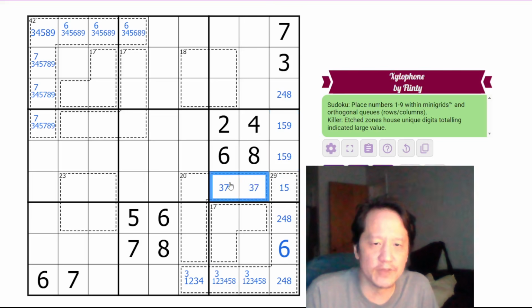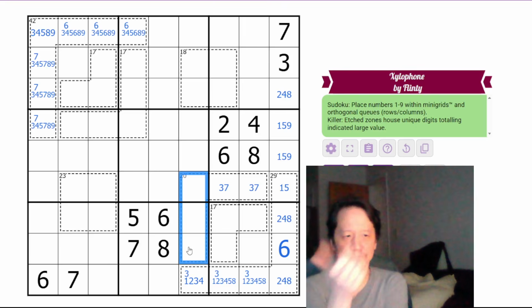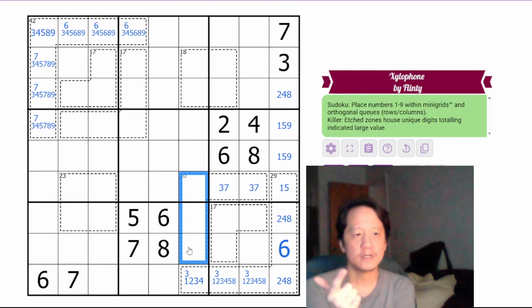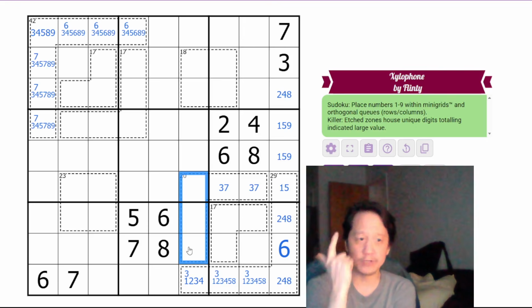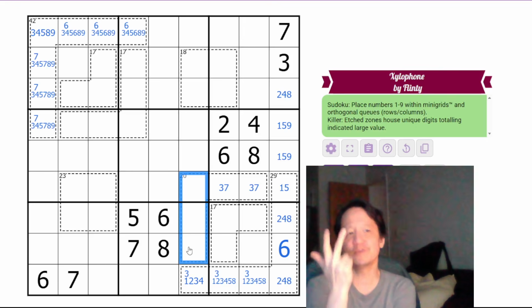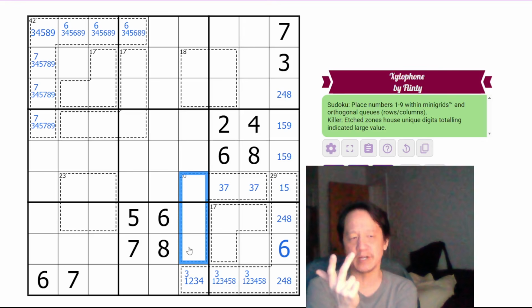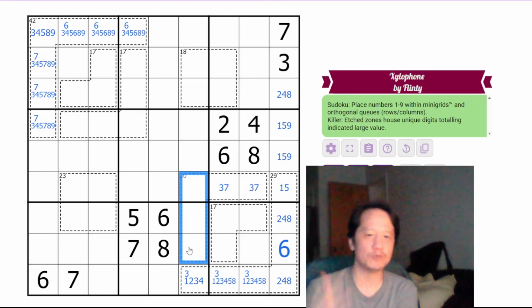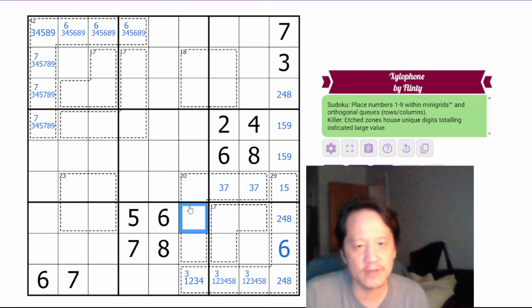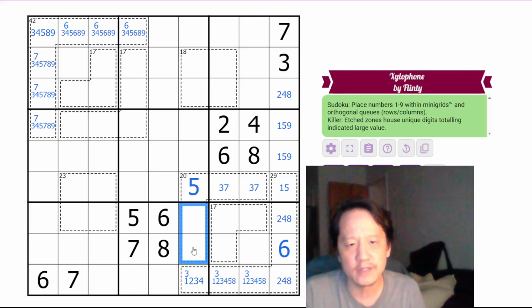This is 3, 7 adding up to 10. So the remaining 3 digits must add up to 10 without 3 or 7. Well, the possible combinations of 3 unique digits adding up to 10 would be 1, 2, 7, which is not allowed, 1, 3, 6, which is not allowed, 2, 3, 5, which is not allowed because of the 3, 7 pair already in the box, so it has to be 1, 4, and 5. And this cannot be 5 here, so 5 has to be here. That leaves this as a 1, 4 pair, which eliminates 1 and 4 in the rest of the box.